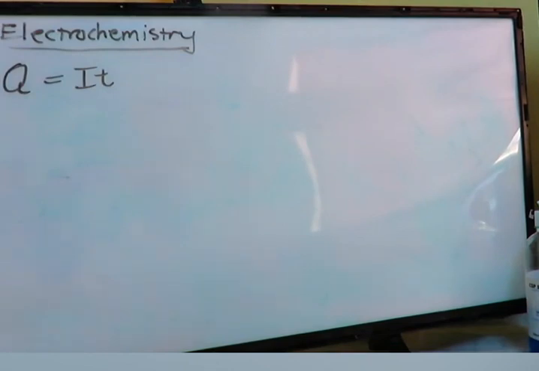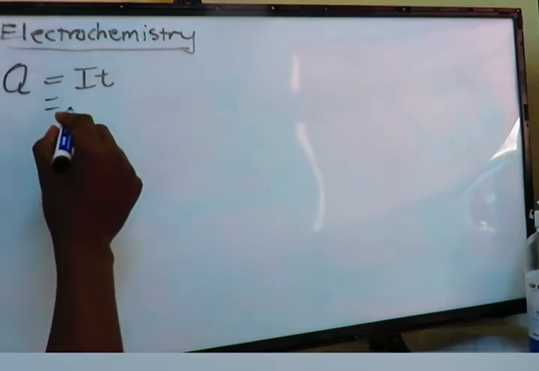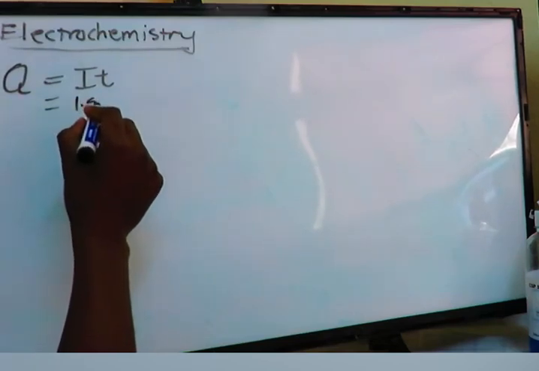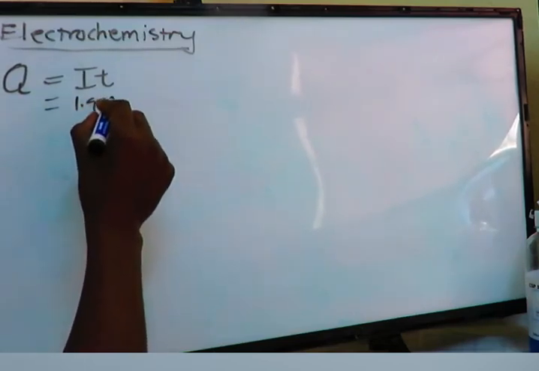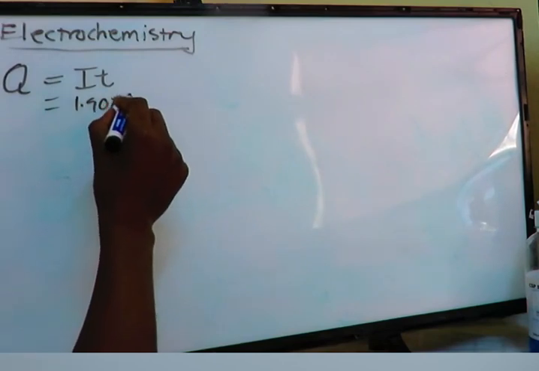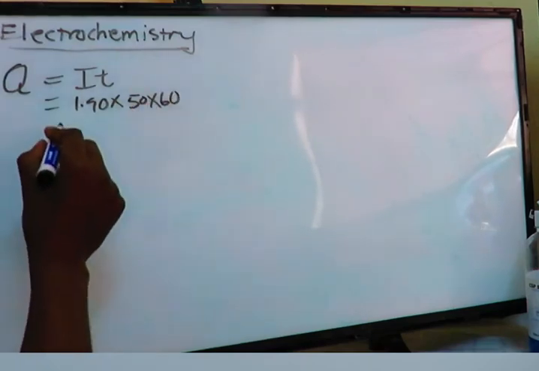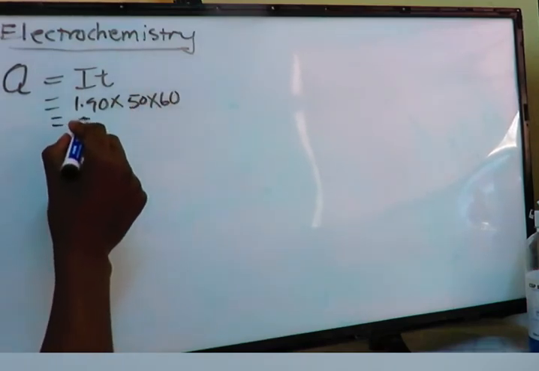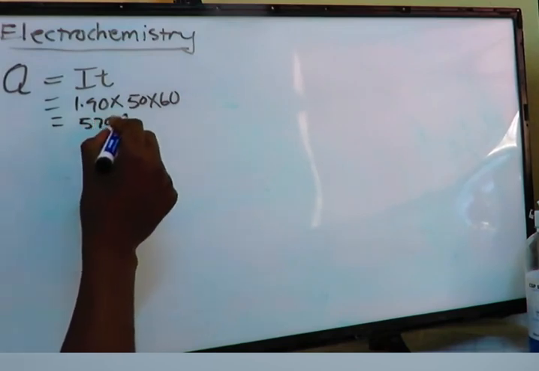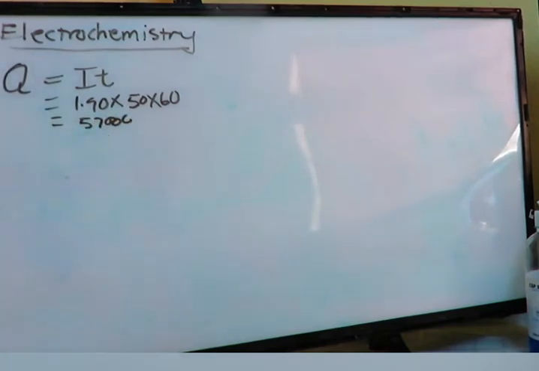And we do so by multiplying our current and our time, but the time has to be in seconds. So here we are told that a current of 1.90 was passed for 50 minutes. So we have 50 minutes times 60 seconds in each minute, and we get 5,700 coulombs. So this is the charge that we passed.